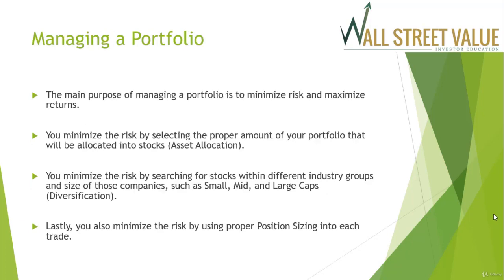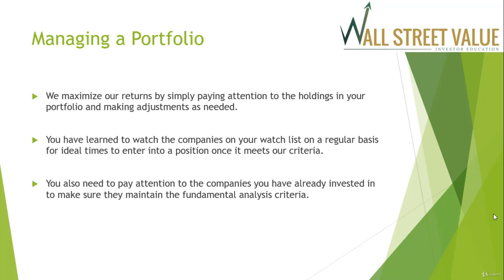Next, we're going to get into managing a portfolio. The main purpose of managing a portfolio is to minimize risk and maximize returns. You minimize the risk by selecting the proper amount of your portfolio that will be allocated into stocks, that's asset allocation. You also minimize the risk by searching for stocks within different industry groups and different sizes of those companies, such as small, mid, and large caps. That's diversification. And lastly, you can also minimize the risk by using proper position sizing into each trade.